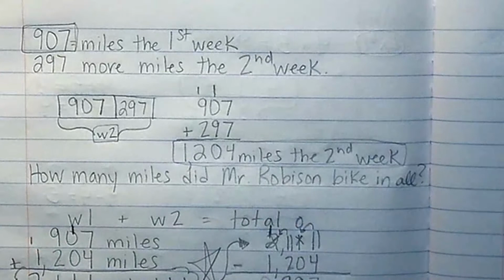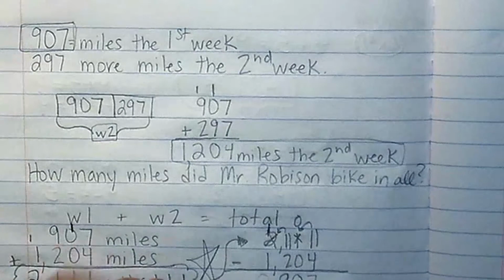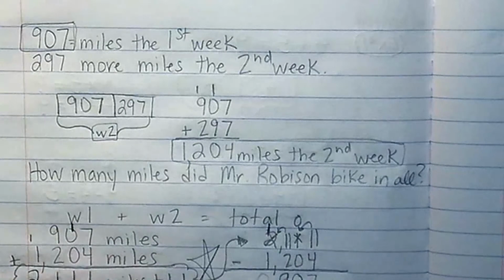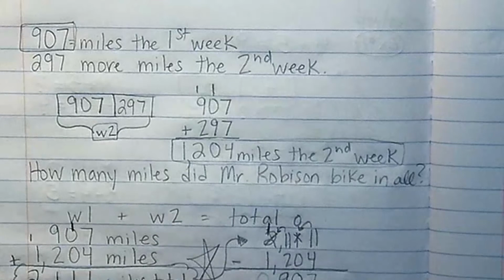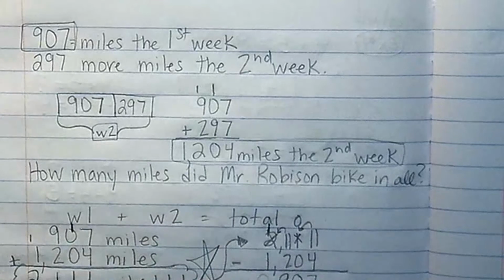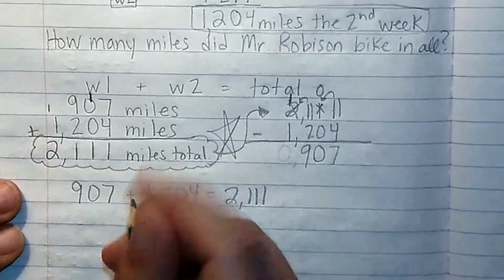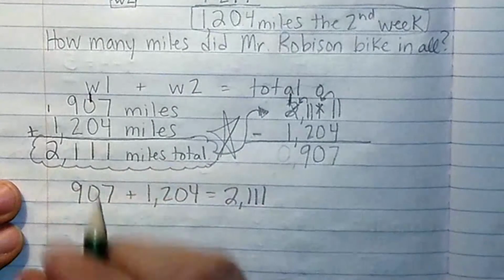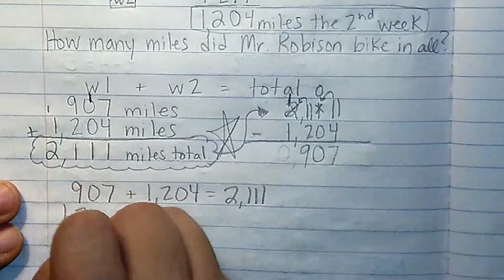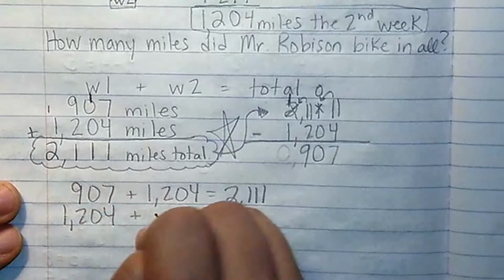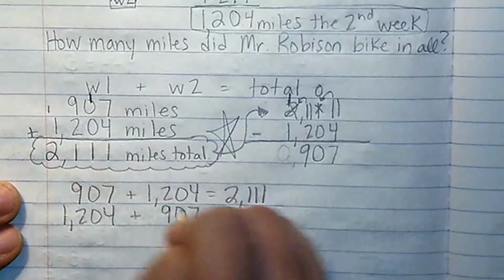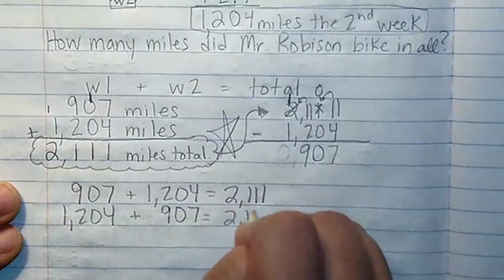So this is not terribly hard. Let's go ahead and just write this into a fact family. What I did was I did 907 plus 1,204, and I got 2,111. The next fact in my fact family would be 1,204 plus 907 equals 2,111.